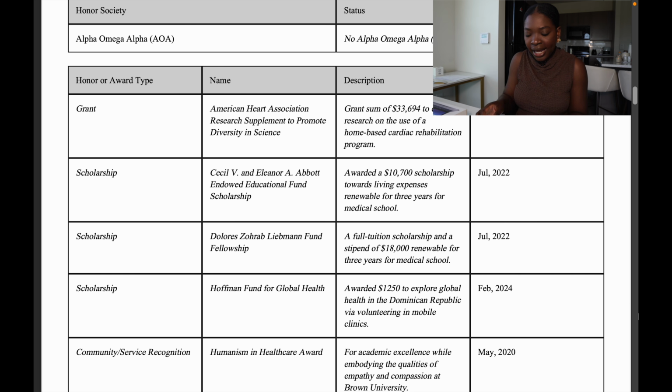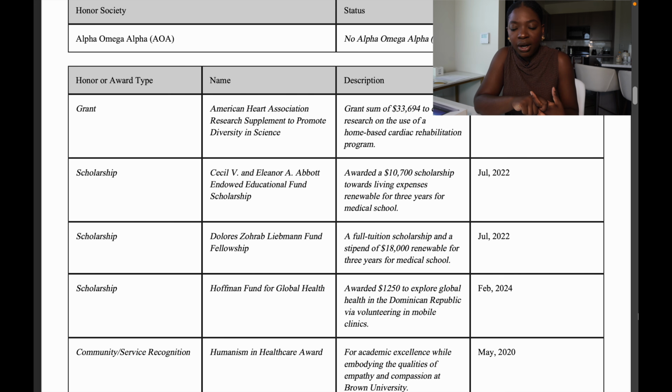For me, I had a total of, let's count, 1, 2, 3, 4, 5, 6, 7, 8, 9, 10, 11. I had 11 awards and honors when I was applying, and I remember putting them in and being so excited. I was like, oh wow, it's actually a lot of things that I've accomplished, and I was so grateful to God for that.